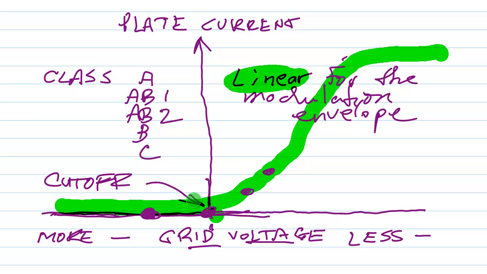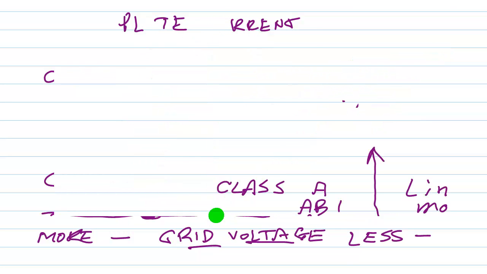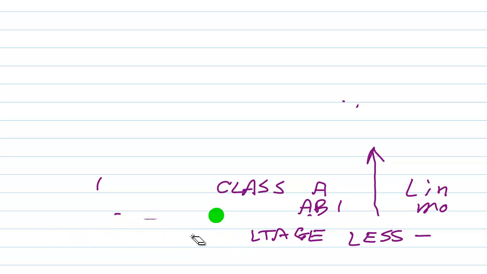A class C amplifier is never linear. Never linear. So, class C radio frequency power amplifiers are not useful for any kind of amplitude modulated signal.